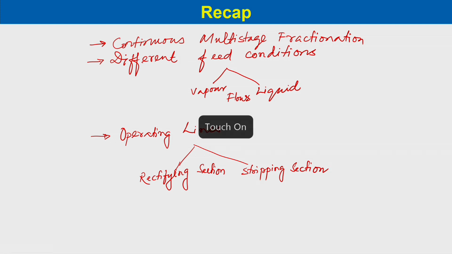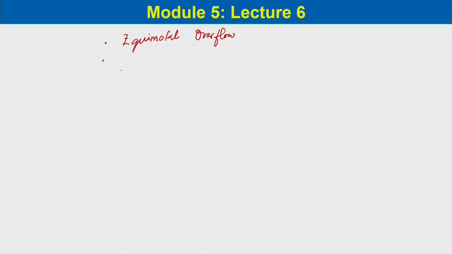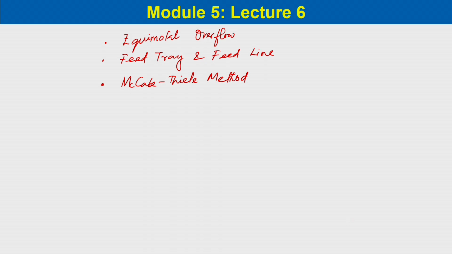So, in this lecture we will mainly consider equimolal overflow, then we will consider feed tray and feed line, the third thing we will consider McCabe-Thiele method, to determine number of ideal trays.